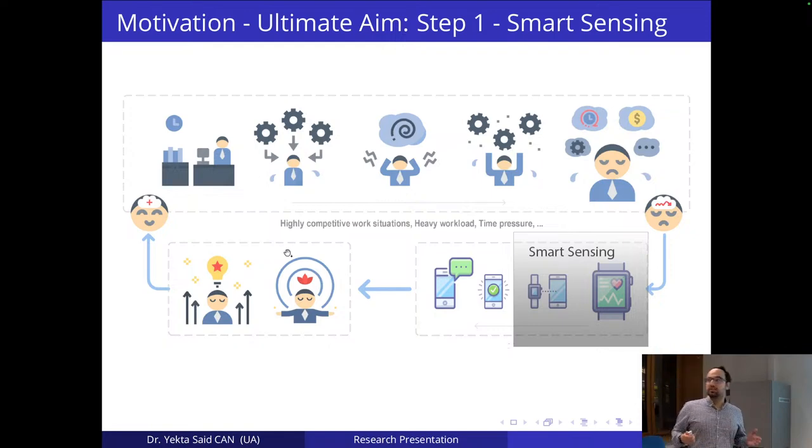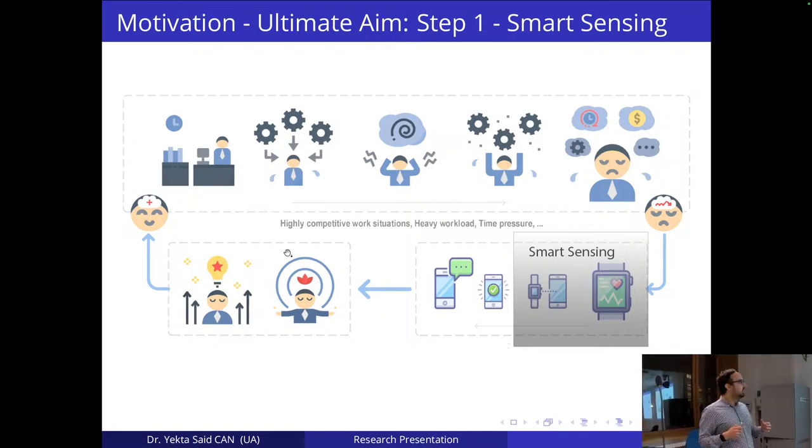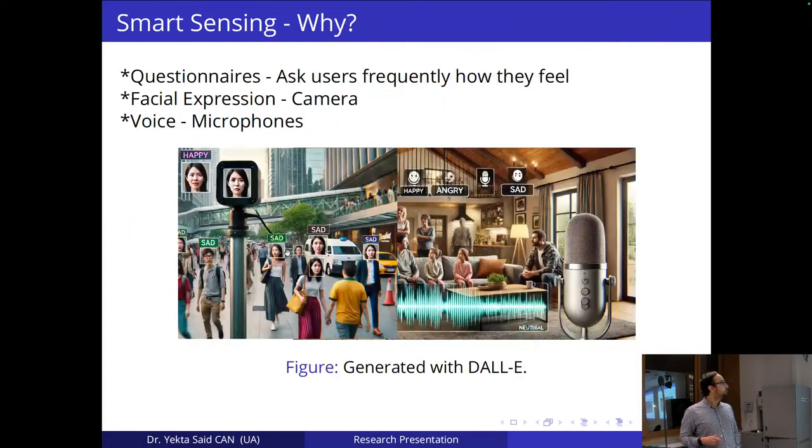As you see, stress is very harmful, and what can we do with our biosignals? We have highly competitive work situations, heavy workload, time pressure, financial issues, and relationship difficulties. First, we will sense our physiological signals. Then we will come up with an automatic stress recognition that can recognize high stress levels. When it recognizes high stress levels, we need to offer some stress management techniques so that we alleviate the stress levels and return people to their baselines.